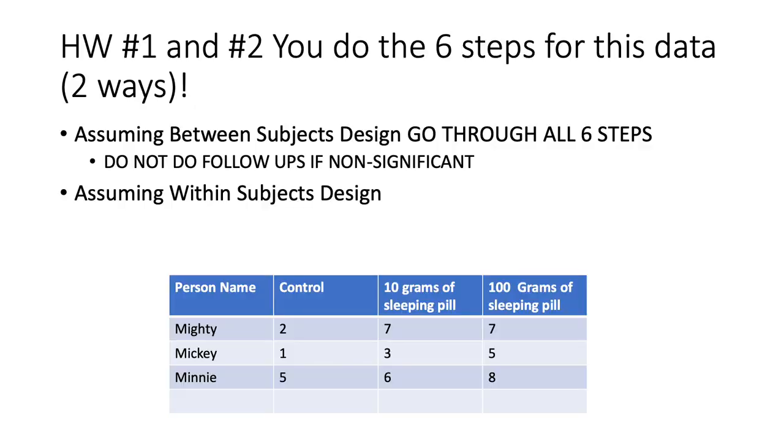All right, so here's what I want you to do for homework. I want you to take this very simple data set, and I want you to calculate the omnibus ANOVA both ways, okay, using a between subject design and assuming a within subject design. Within subject design is the correct way to analyze this data, but I want you to see how to do it both ways. Now, if you do not get a significant omnibus ANOVA, you do not have to go through with the explanations of the follow-up tests. And that's important to know.